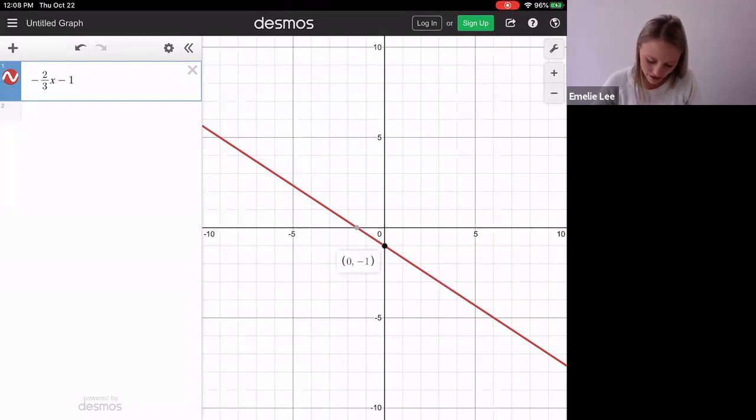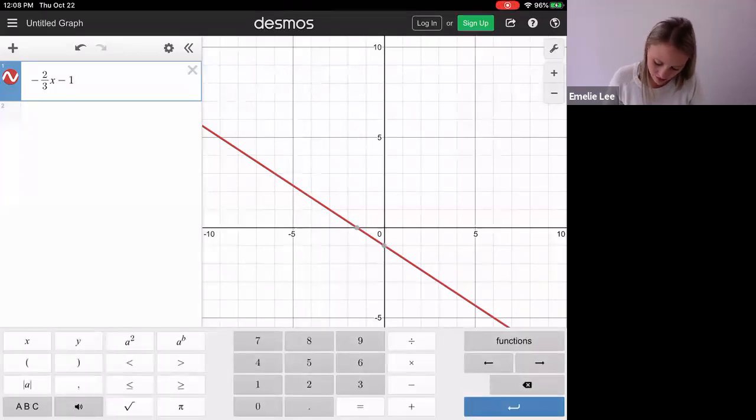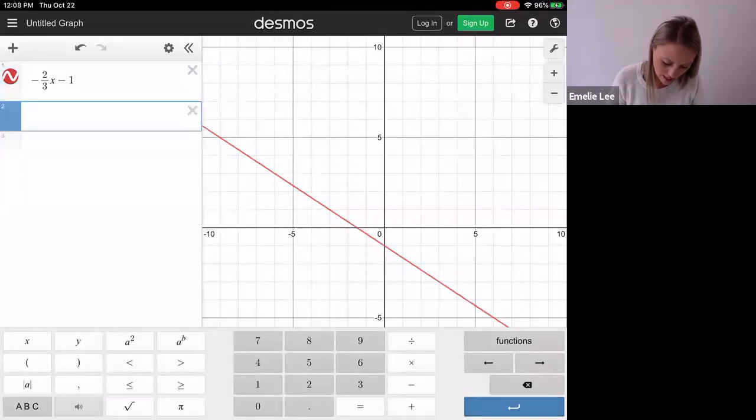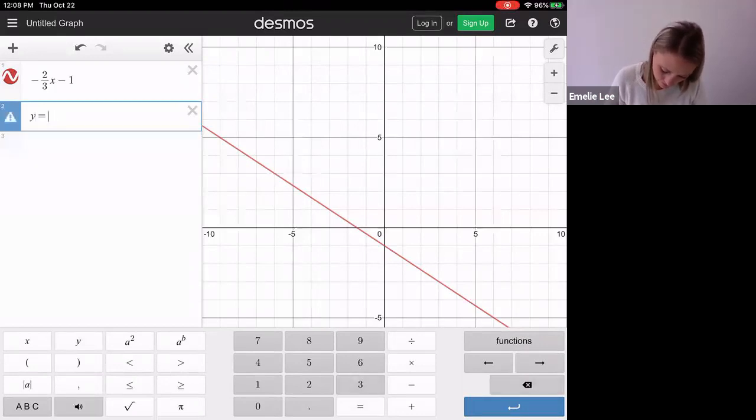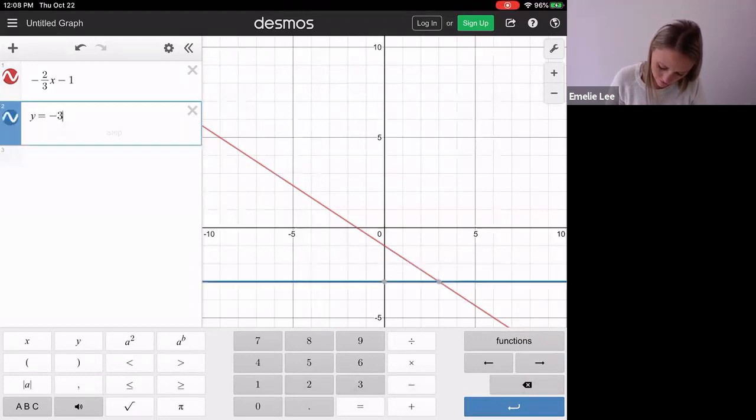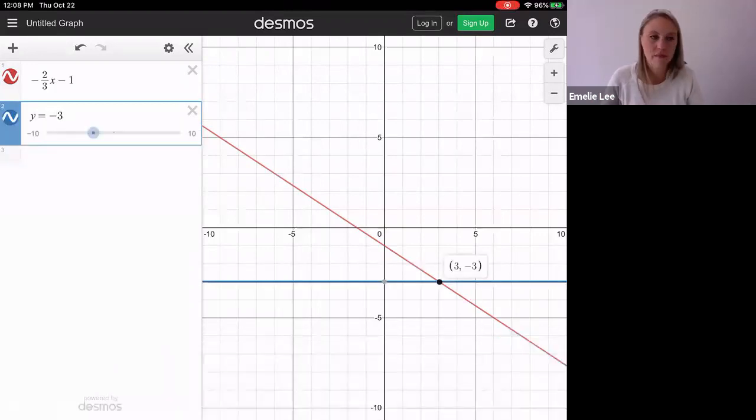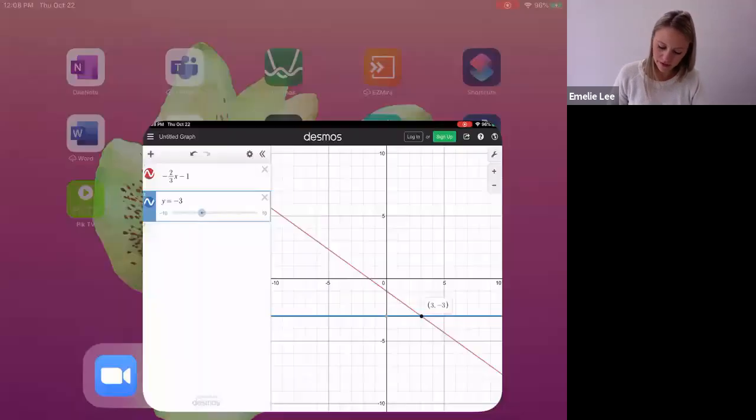Another thing that you could do if you wanted to, you could put a line at y equals -3. And then just confirm that it's at 3, -3, right? So we've drawn the same line. So that's good.